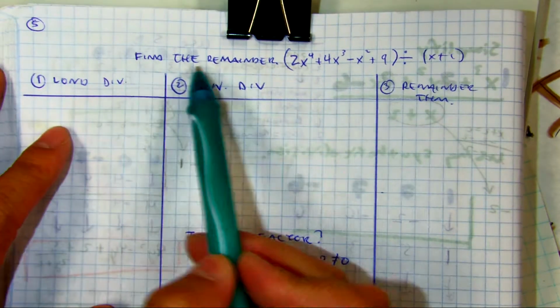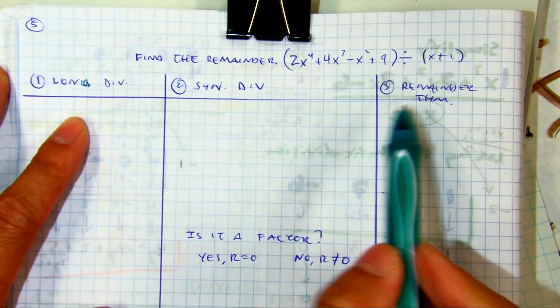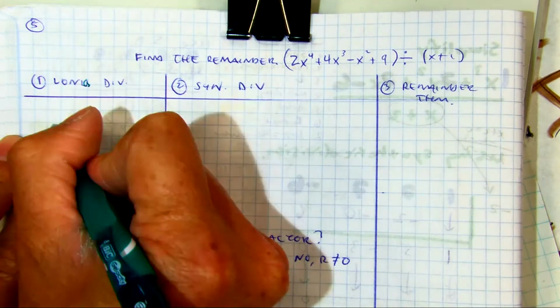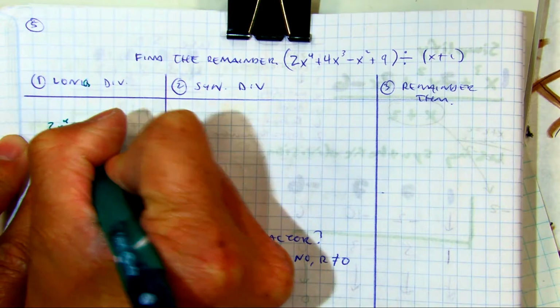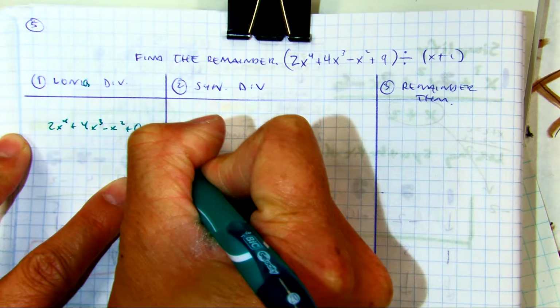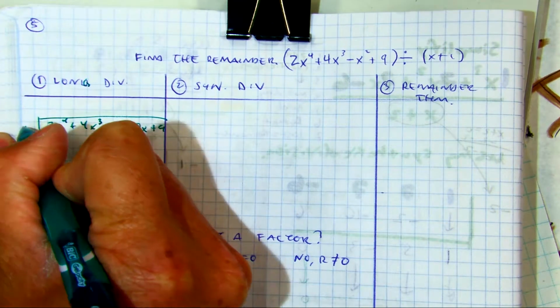Find the remainder using long division. That's a G. Synthetic division, and you don't know it yet. Remainder theorem. So they're given this polynomial: 2x to the fourth plus 4x to the third minus x squared plus 0x plus 9. And then I put that in over x plus 1.